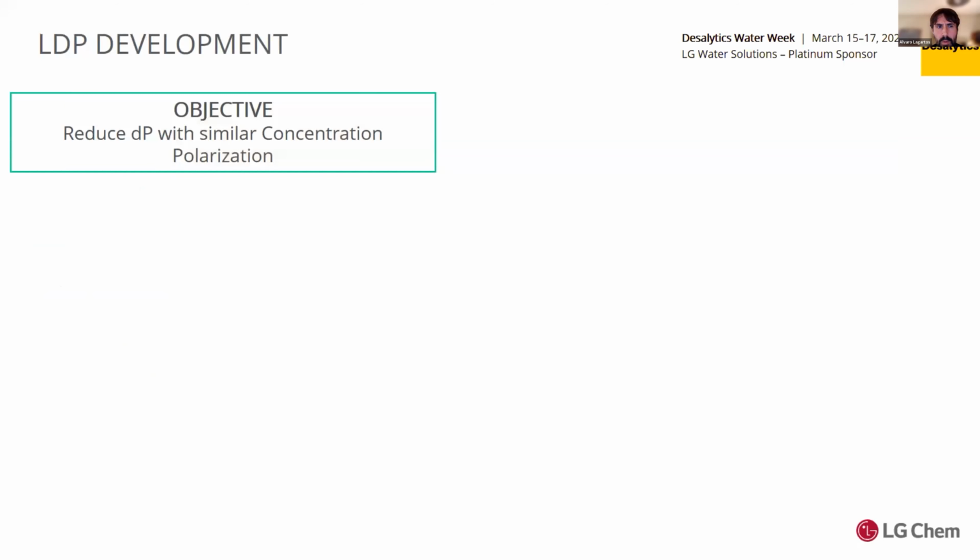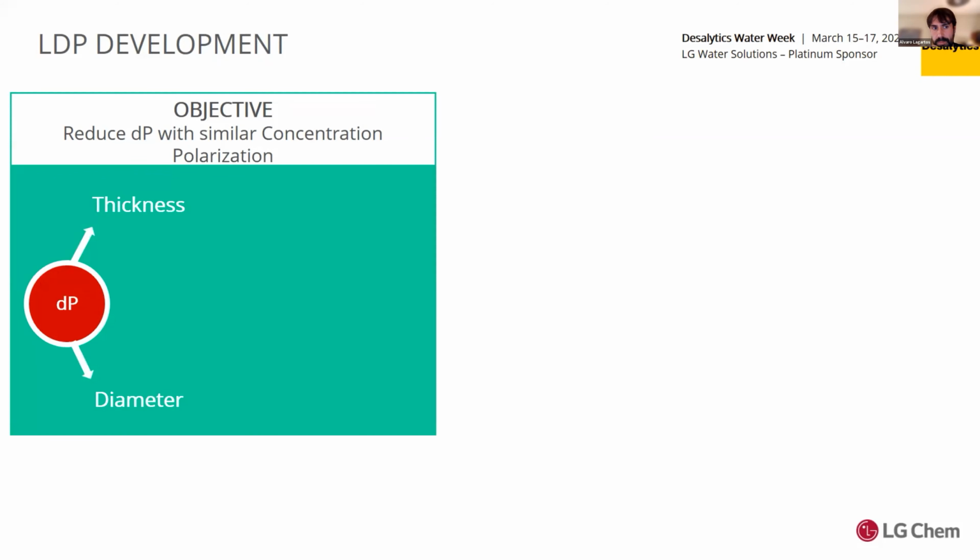Well, in LG, a couple of years ago, we developed a new feed spacer. It's called LDP. And that's not new. Most of the membrane manufacturers have been focusing on the feed spacer because they realize it's a very critical part to further optimize the RO membranes. So our objective was to reduce the DP, but maintain the concentration polarization at the level that we already had with our standard.